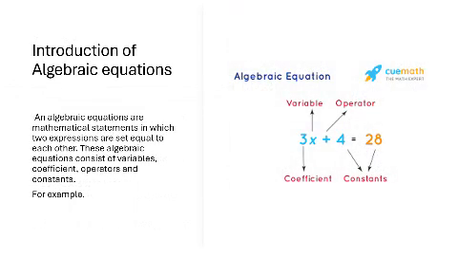Now, let us introduce the concept of algebraic equations. As you can see, an algebraic equation is the most fundamental mathematical statement in which two expressions are set equal to each other. These algebraic equations consist of, one, the variable. The variable, as you can see, is any letter from A to Z which you are required to solve. This one here represents the variable.